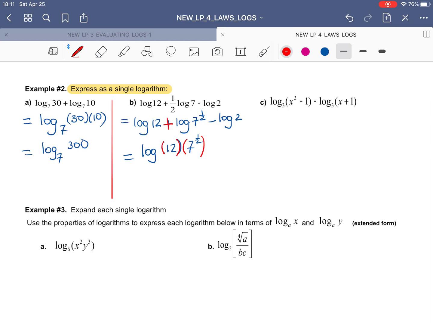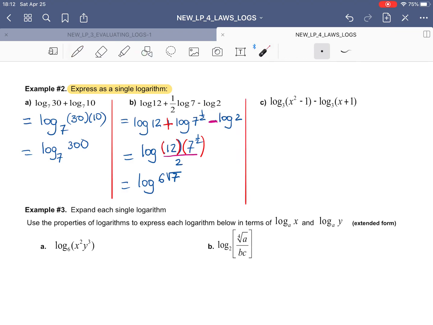And this minus in here indicates that we are dividing by the number 2. So in a simpler form, this would be log, the 12 and the 2 will give 6, and then 7 to the power 1 over 2, that's root 7. So that's the answer, log of 6 root 7. Next.